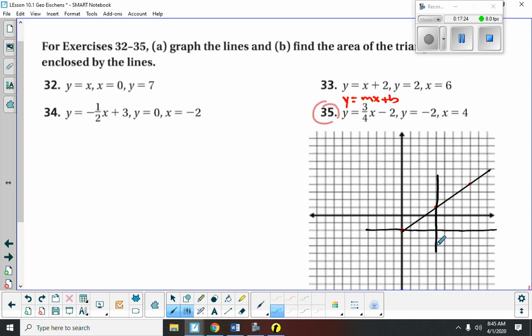And now we need to find the area. So the area of a triangle is base times height divided by 2. For the base, we want to use the perpendicular length. So your base would be 1, 2, 3, 4 units. Your height would be 1, 2, 3 units. So it would be 4 times 3 divided by 2, which is 12 over 2, and that is 6.